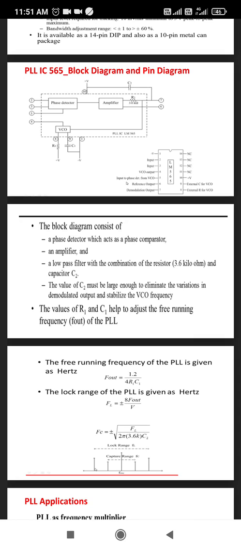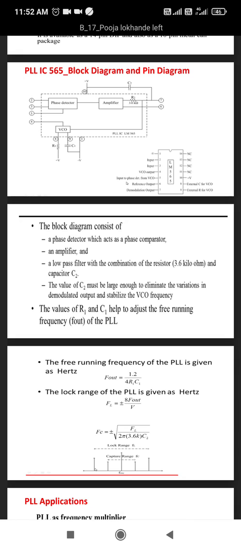Next, it consists of an amplifier, and then a low pass filter with the combination of resistor 3.6 kilo ohm and capacitor C2. The value of C2 must be large. The capacitor of the low pass filter should be large enough so that it will eliminate the variation in the demodulated output signal, and it will also stabilize the VCO frequency. So you can remember, compared to C1, the C2 value should be large enough. It should be in microfarad.